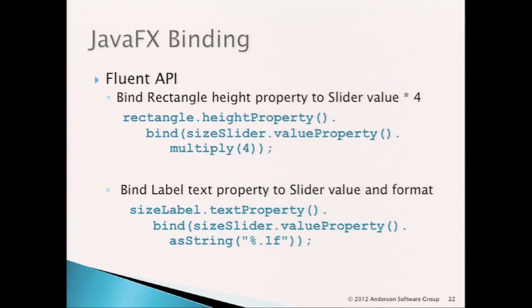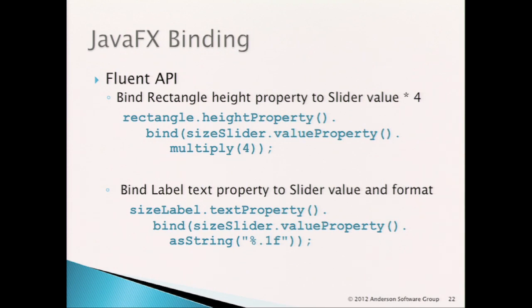The other thing that you saw was that the label was changing as well. So when Gail moved the slider, not only was the rectangle getting bigger and bigger, but the label was also changing as well. So this is another example of a Fluent API. This one line of code right here takes the size, binds the label text property to the slider value and formats it.